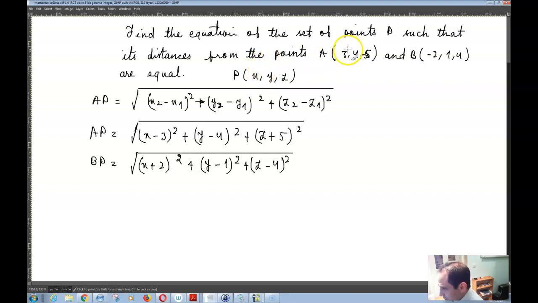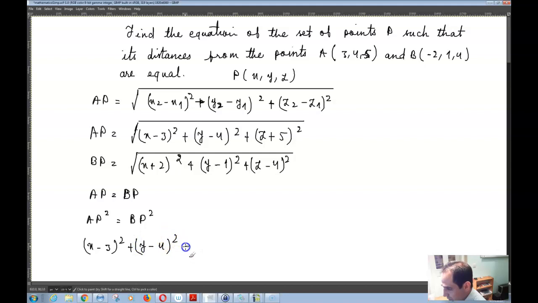Now if the distance between P and both of these points are equal, I can write AP is equal to BP. That means that these two are equal, and of course if that is the case, I can write AP squared is equal to BP squared, because I want to get rid of these square root functions. So that means that I can write (x minus 3) whole squared plus (y minus 4) whole squared plus (z plus 5) whole squared is equal to (x plus 2) whole squared plus (y minus 1) whole squared plus (z minus 4) whole squared.